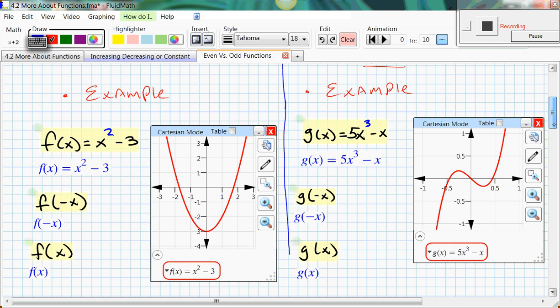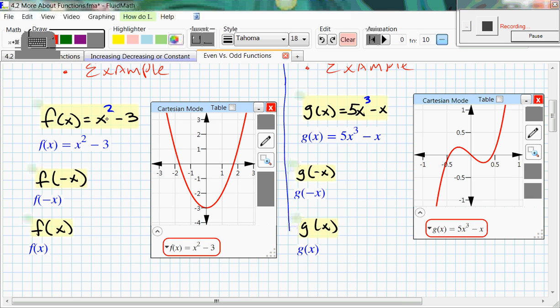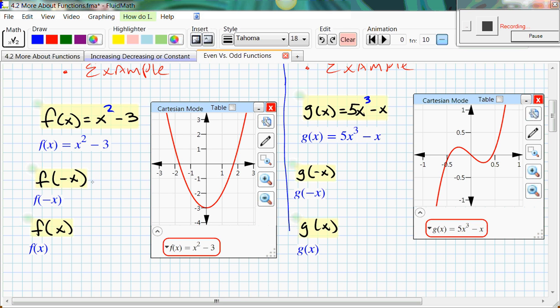And here are two examples. f of x equals x squared minus 3. This is an even function, and I'll show you what I mean. If I'm asking for f of negative x, let me get to math mode, sorry, and I plug it in, notice I get x squared minus 3. So f of negative x is x squared minus 3. And what is f of x? Oh my gosh, it's the same thing, x squared minus 3. So that means that f of negative x is equal to f of x, because after all, those two things are equal. That implies that we have an even function. And if you look at the graph, it is symmetric with the y-axis right there.